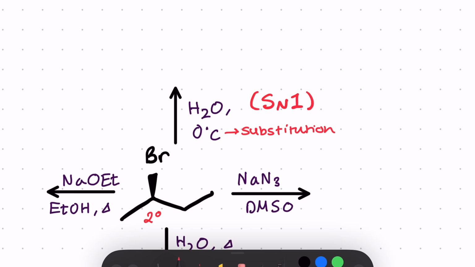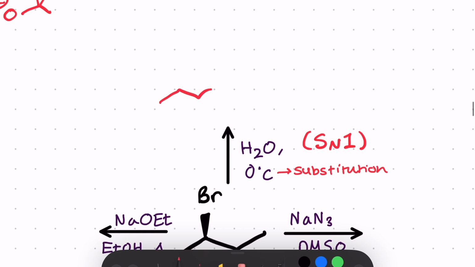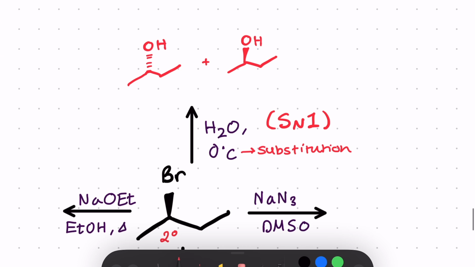These are SN1 conditions. So my product, we just said that my product is always going to be, or usually going to be, a racemic mixture. So it's going to be that alcohol and that alcohol. I'm going to get a racemic mixture of enantiomers here. These are my products.